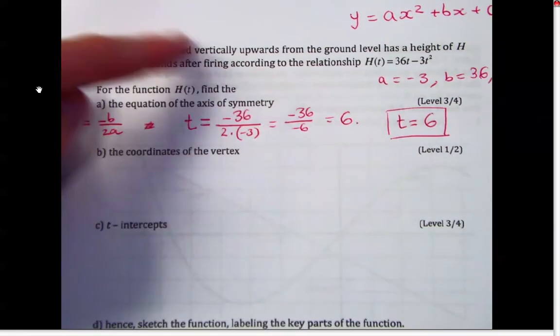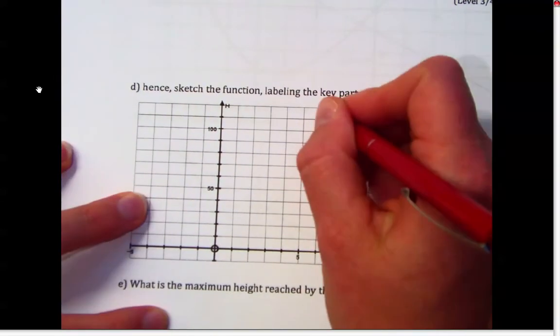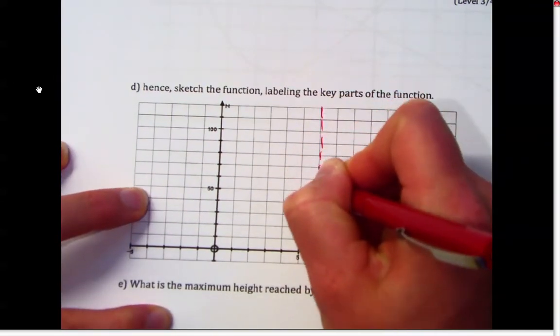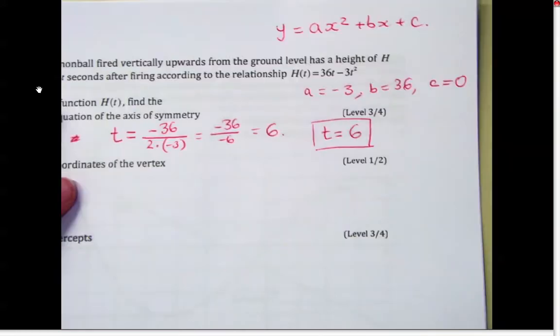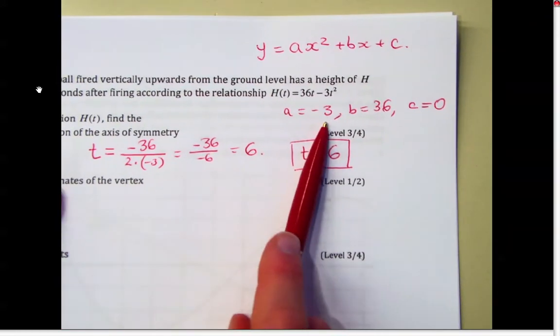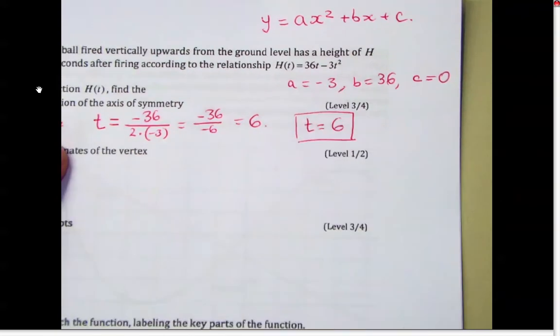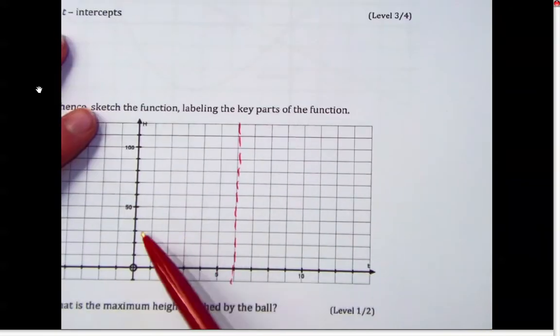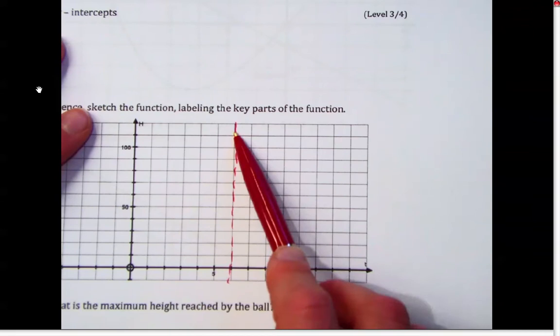Now, you don't have to do this right away, but I'm going to go down and already put that on my graph. T equals 6 is this one here. That's my axis of symmetry. Now, look at the value of a. Is it a happy parabola or a sad parabola? It's a sad. So it's a negative parabola, if you like. So it's going to have a maximum, and I'm looking for that maximum.